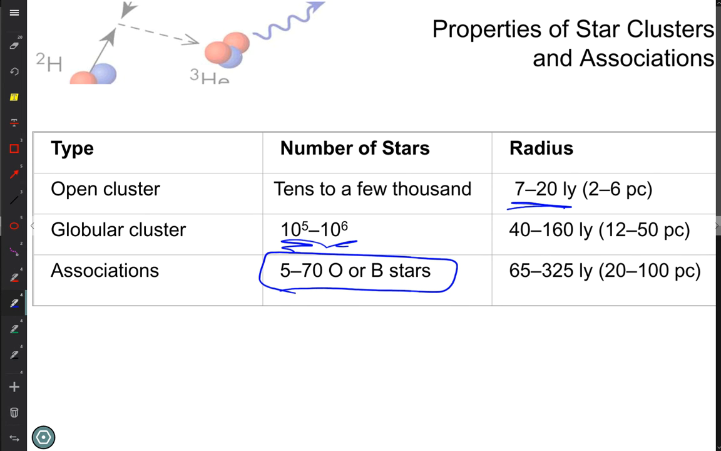What's an O or a B star? Those are very hot, which means they must be what in terms of mass? They must be very massive stars. So it has 50 to 70 very massive stars. This doesn't say how many less massive stars, just how many massive stars that have spread out over a large distance.